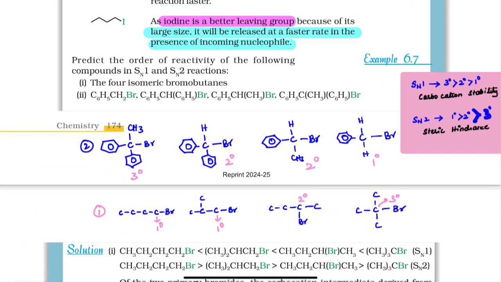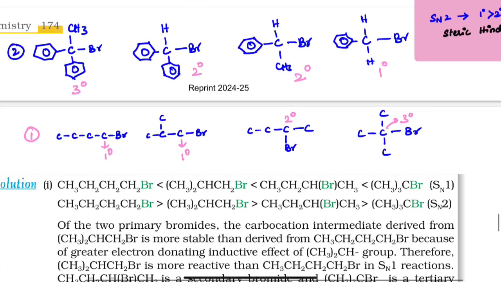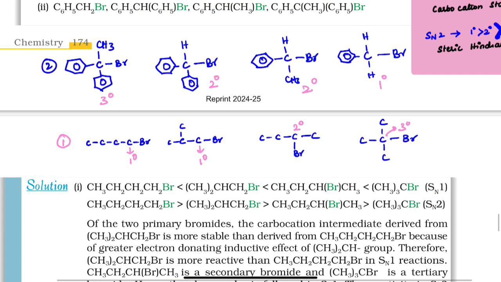Predict the order of reactivity of the following compounds in SN1 and SN2 reaction. The 4 isomeric bromobutanes. So here you can see these are the 4 isomers of bromobutane I have written. So we are going to check SN1 and SN2 reaction, the rate we are going to check. So for the SN1 reaction, what you have to check is the stability of carbocation.